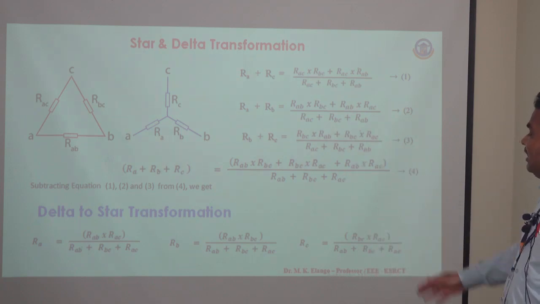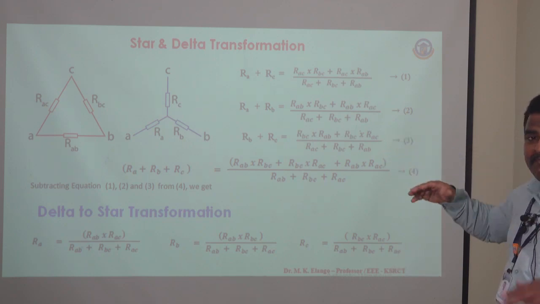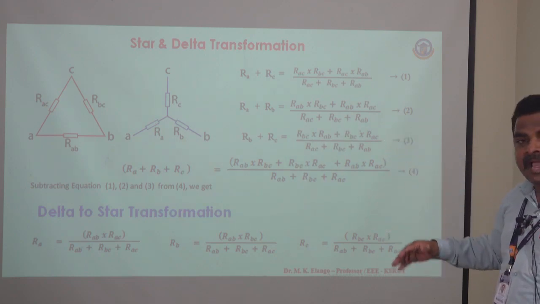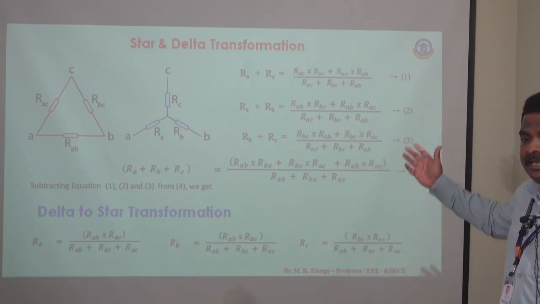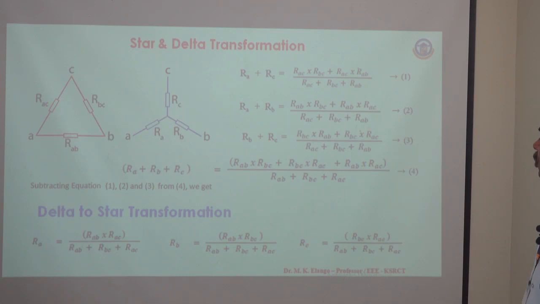Similarly, when we consider RB, the nearby resistances of the delta connected system are RAB and RBC. So from that derivation we obtained RB equal to RAB into RBC by the total resistance RAB plus RBC plus RAC. Similarly, RC is equal to RBC into RAC divided by RAB plus RBC plus RAC. So this is the representation equation for delta to star transformation. This is the way we transform it.